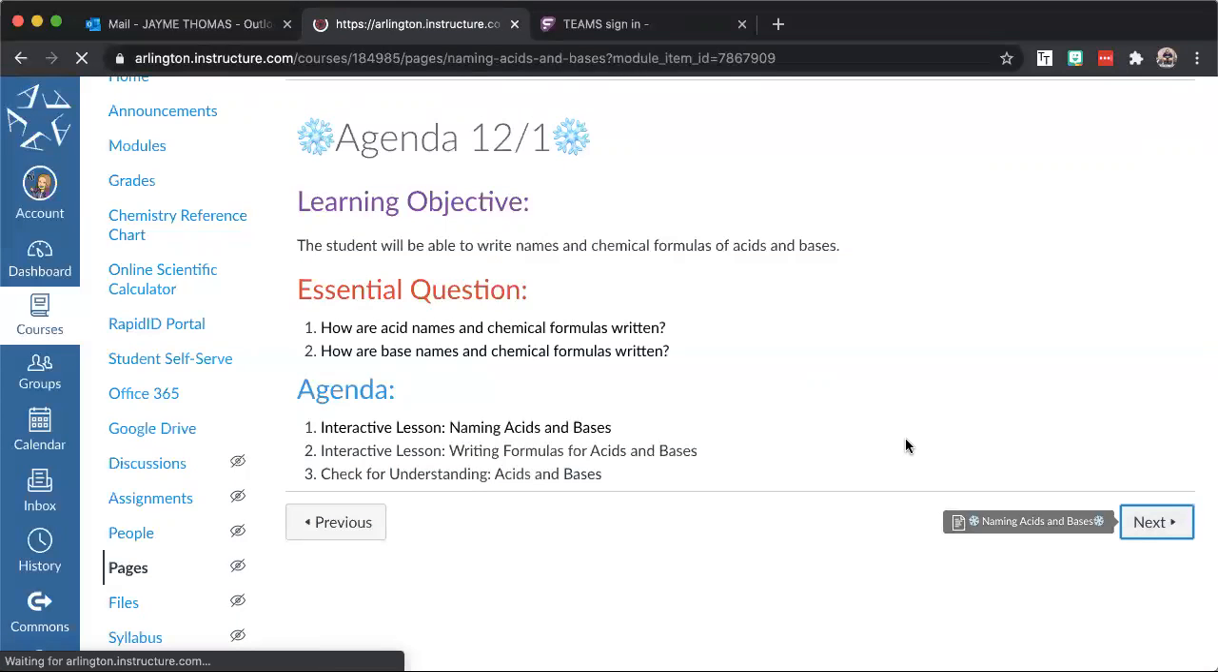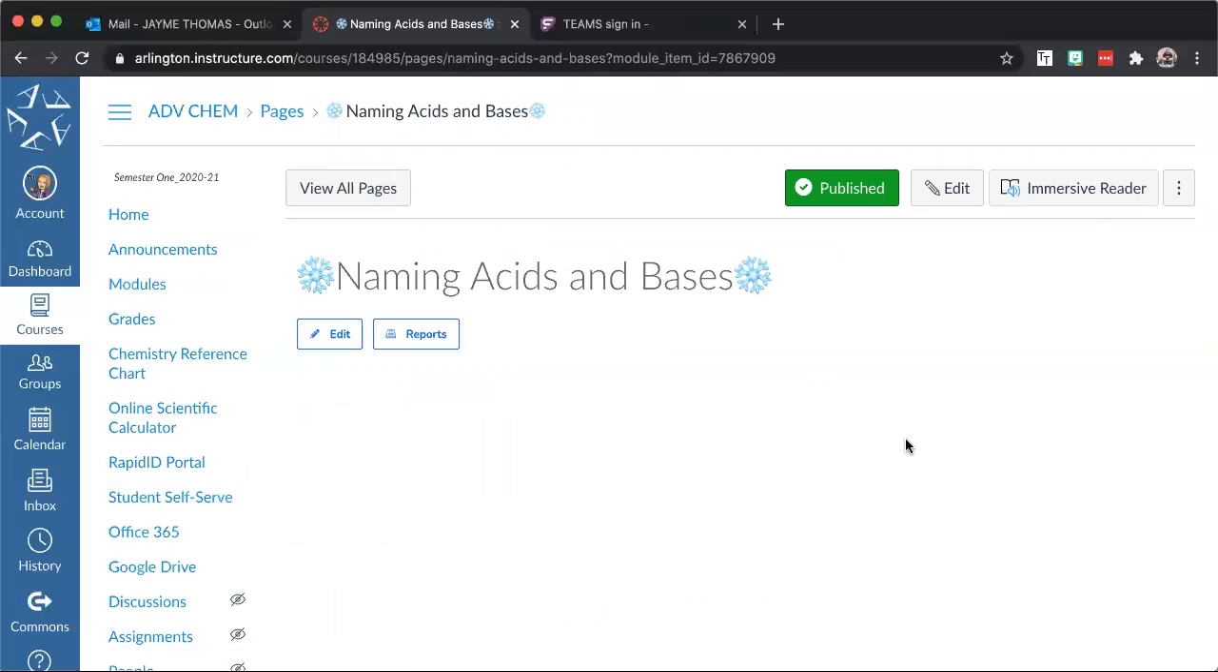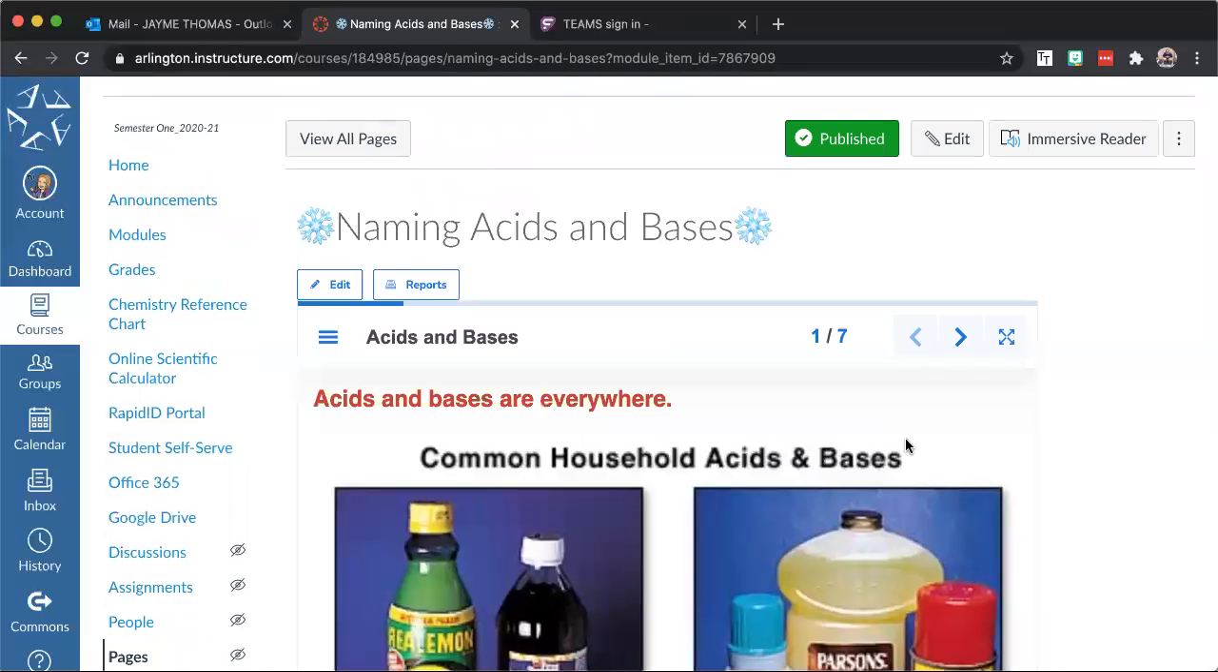So you have two different little lessons. The first one focuses on doing the names. The second one focuses on doing the formulas. And then afterwards you have a practice activity, so you can check to see if you're understanding how to do the names and formulas for them.